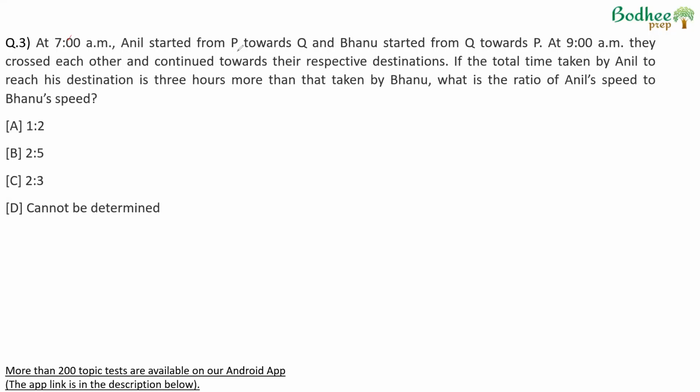At 7 a.m., Anil started from P towards Q, and Bhanu started from Q towards P at 7. At 9 a.m., they crossed each other. So they met at 9 a.m. and continued towards the respective destination. If the total time taken by Anil to reach the destination is 3 hours more than that taken by Bhanu.